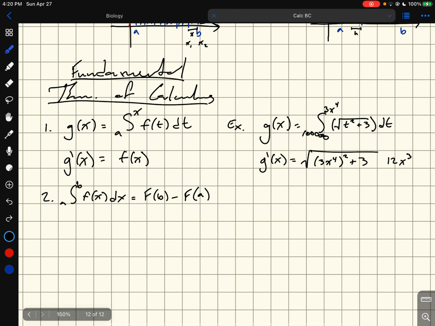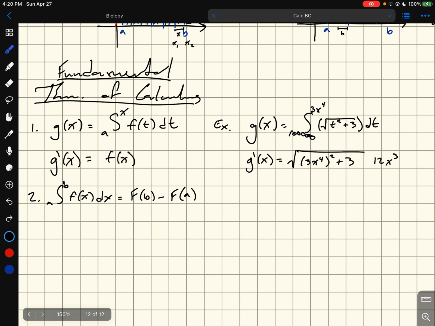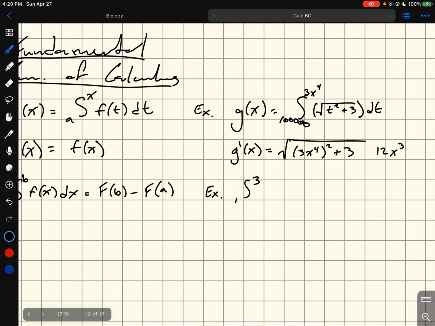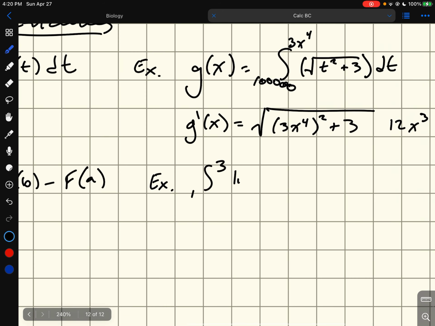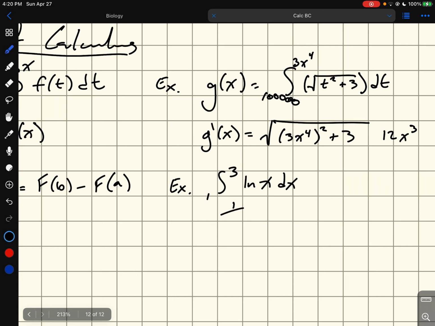Okay, so let's do an example. Let's just go 1 to 3 of natural log of x. Very simple. Don't forget your dx. So what is the antiderivative of natural log? That's why I chose natural log, so you can review. Well, the antiderivative of a natural log is 1 over x.